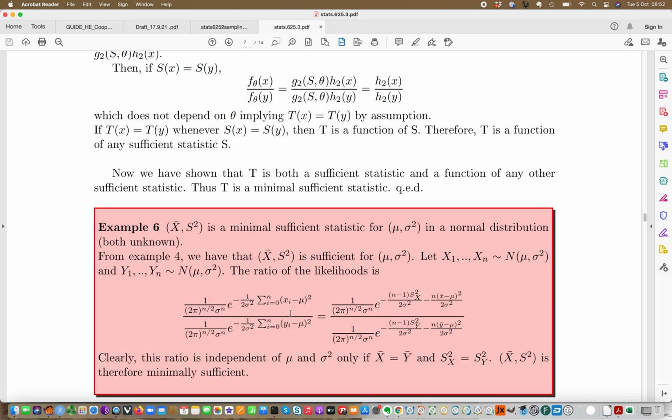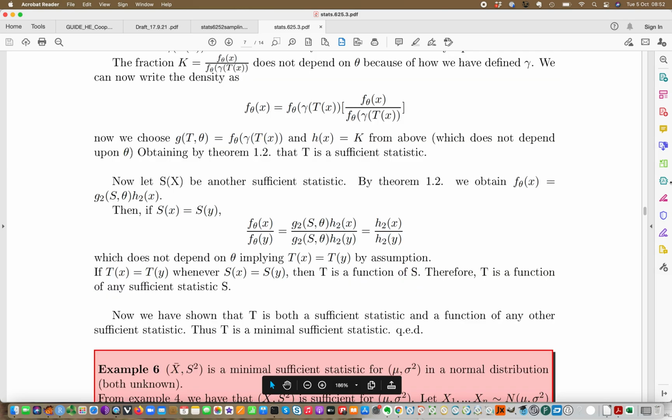You take the ratio of two densities, and as we did before, you get this factoring, and now this is a constant in mu if and only if this number plus this number is a constant in mu, and of course that can only happen if x bar is equal to y bar. And the same thing happens to sigma squared, and these sigmas here cancel, but this term comes out to 0 in the exponent if and only if s_x squared is equal to s_y squared, so that the joint bivariate statistic x bar and s squared is minimally sufficient.